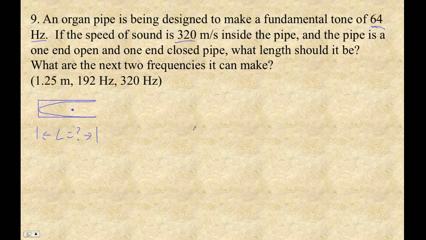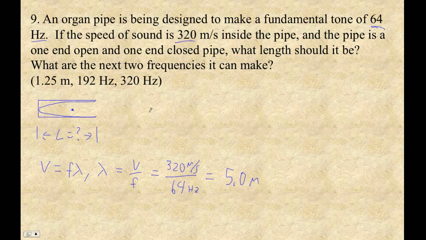First, I think we ought to figure out the wavelength. V is F lambda, so therefore lambda is V divided by F. The velocity is 320 meters per second. The frequency is 64 hertz. So the wavelength is 320 divided by 64, and that's 5.0 meters.